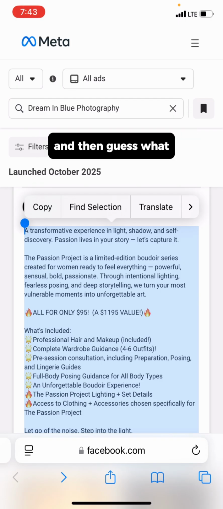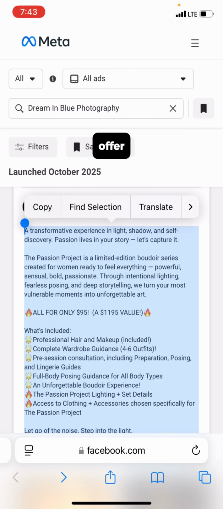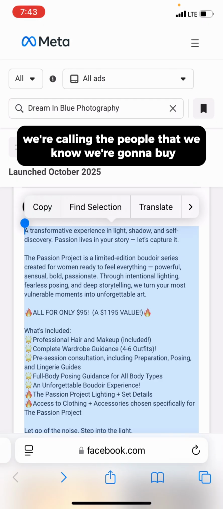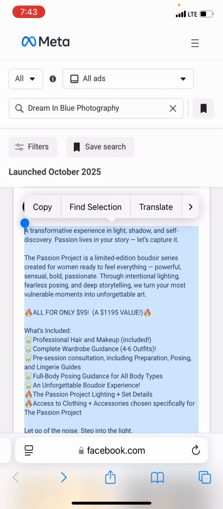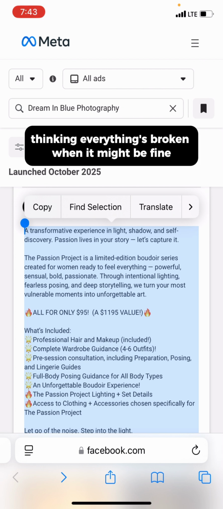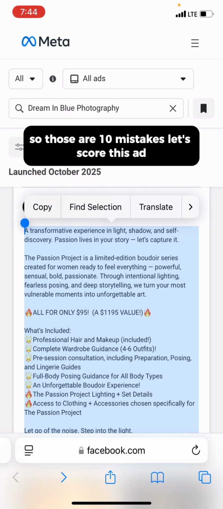And then, guess what? Then we can figure out the follow-up emails, texts, phone calls, offer. Because we're calling the people that we know we're going to buy. So we're not flustered afterwards, thinking everything's broken when it might be fine. We're just calling in the non-buyers. So those are the 10 mistakes.